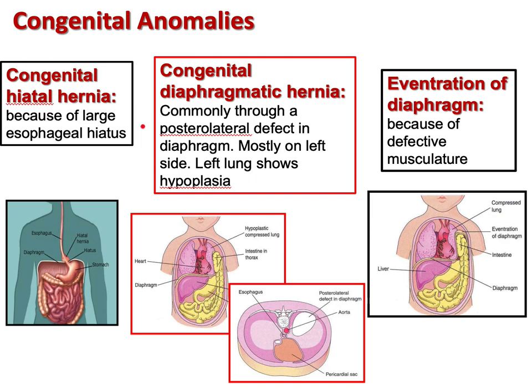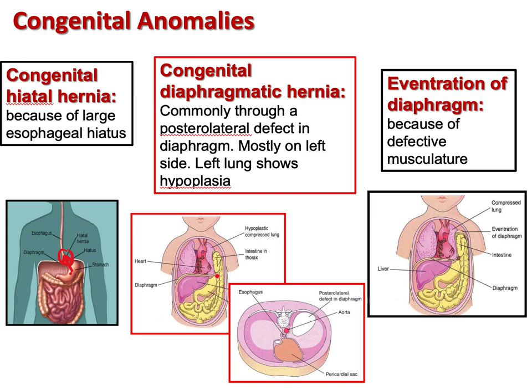Now, congenital anomalies. When you say congenital hiatal hernia, you see here that part of the stomach is still up in the thoracic cavity. We call it congenital hiatal hernia, herniation of part of the stomach up into the thoracic cavity. Now, another type of herniation is called congenital diaphragmatic hernia, which occurs when the diaphragm, the muscle that separates the chest from the abdomen, fails to close during prenatal development. So there is a gap.